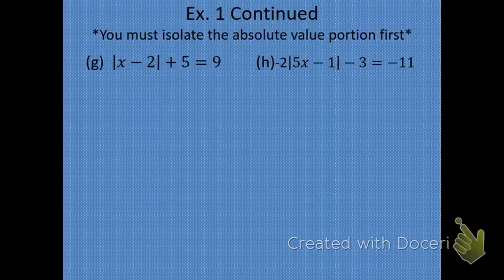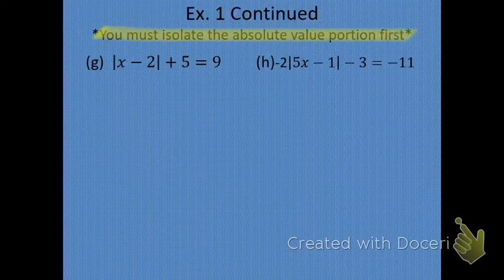Now, we're going to get a little bit more complicated on letter G. And look at the sentence above G and H. It says you must isolate the absolute value portion first. So I want everybody to highlight that. And I can see the test question in my head that every year people miss because they go straight to writing the two equations before the absolute value portion has been isolated.